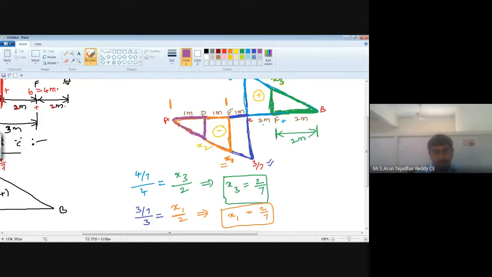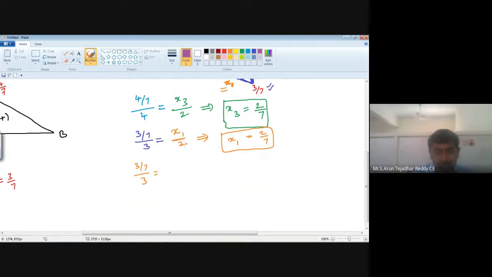This completely brinjal color is the next triangle. Okay, so in this one, perpendicular is x2 and base is from A to the brinjal color up to D point, that is 1 meter. So x2 by 1. From this one, what is the value of x2? x2 is 1 by 7.